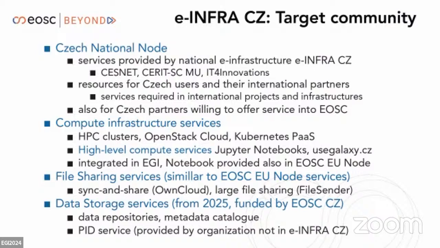The basic structure of our services will not surprise you. We provide, and will provide in the pilot, standard infrastructure computing services: OpenStack, Kubernetes, and HPC clusters. We also provide some high-level computing or productivity services, namely Jupyter Notebooks and a Galaxy instance running in the Czech Republic. Those services are already integrated in EGI, so we expect a natural step from EGI to EOSC Beyond and then to the EOSC infrastructure.